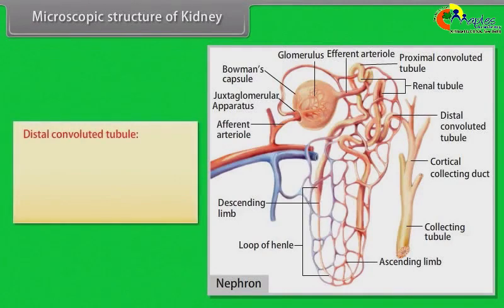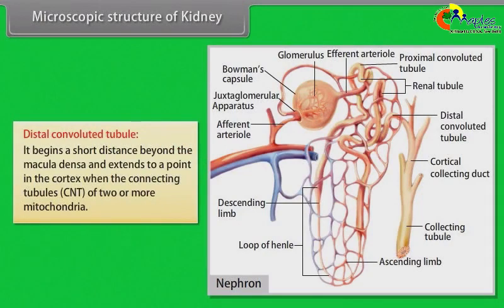Distal convoluted tubule. It begins a short distance beyond the macula densa and extends to a point in the cortex where the connecting tubules of two or more nephrons join.